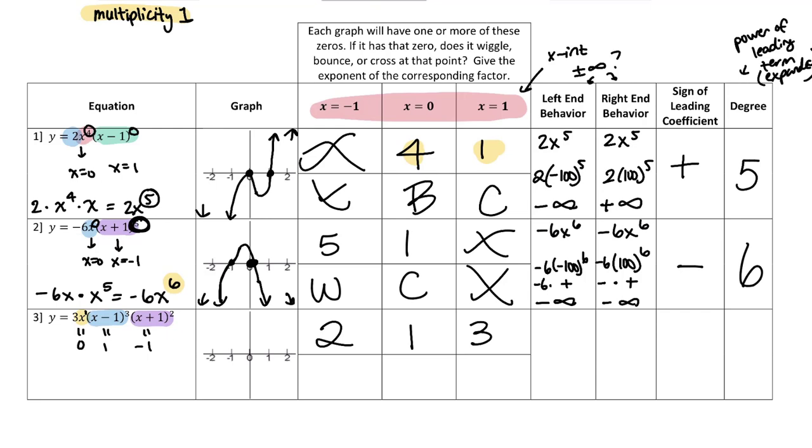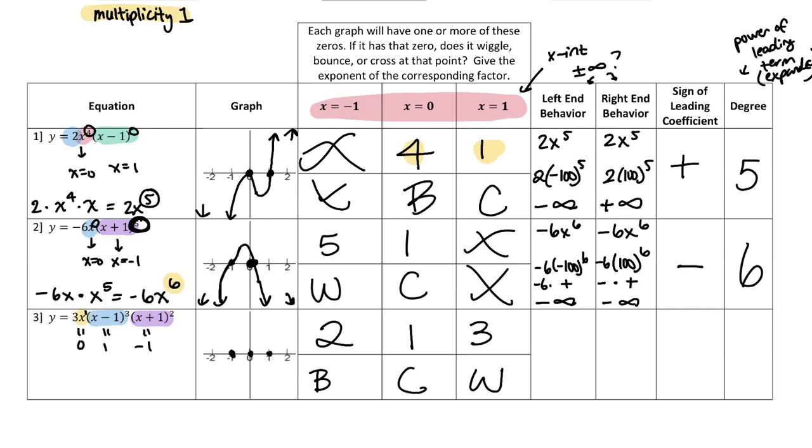So then that would mean that at negative 1, we have a bounce because the multiplicity is even. At 0, we have a multiplicity of 1, so that would be a cross. And at 1, we have a multiplicity of 3, so that would be a wiggle. Okay, so now I'm going to go over here and graph these. We got negative 1, 0, and 1.